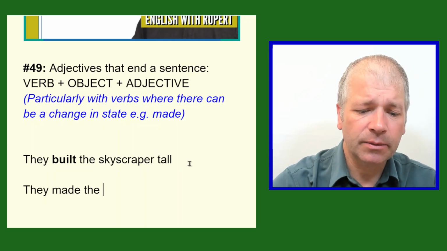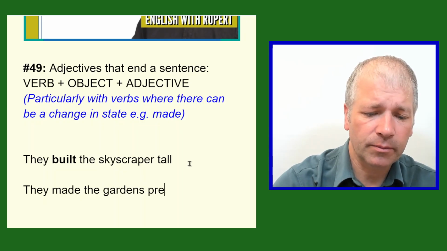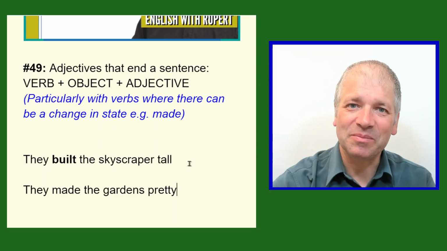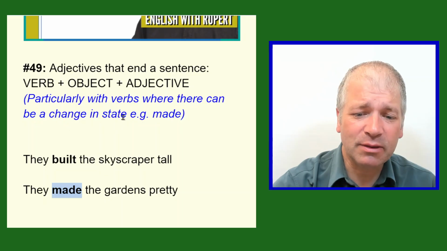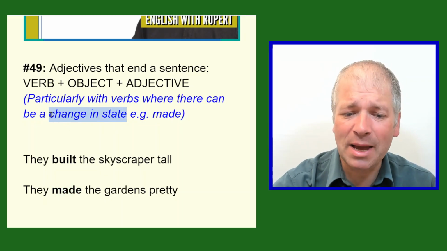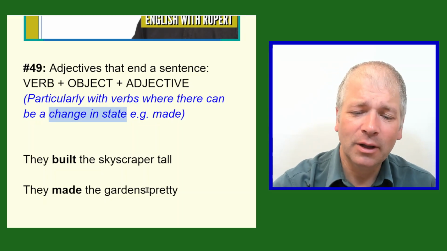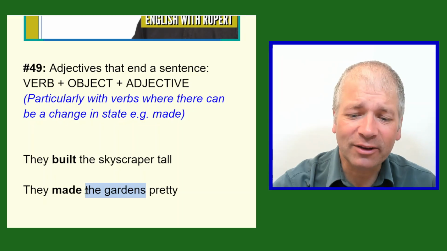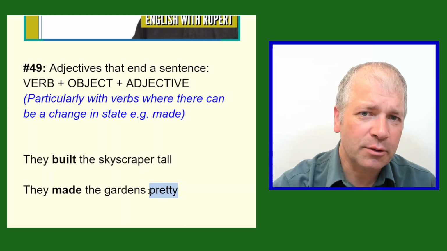They made the gardens pretty. So made is the verb that has this change in state. When you make something, it goes from being one thing to another. Gardens is the object, and pretty is the way that the gardens were made.